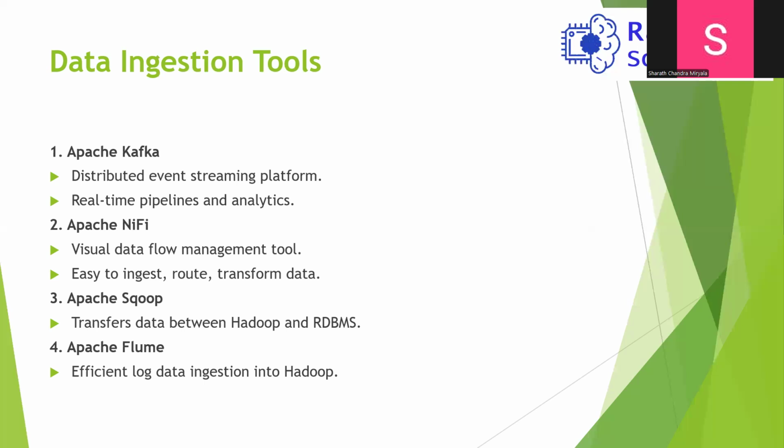Scoop we have. Scoop is the one which transfers the data between Hadoop and RDBMS. That means if data is present in relational databases, it will collect the data and supply it to Hadoop. That is the thing with Scoop.